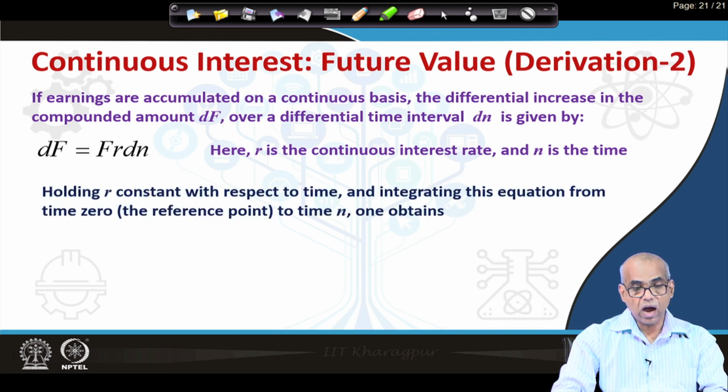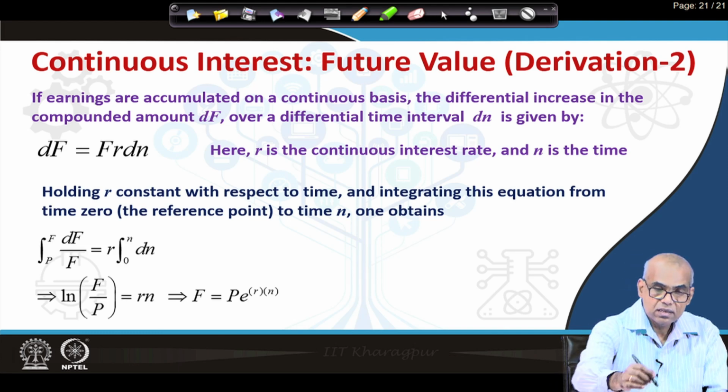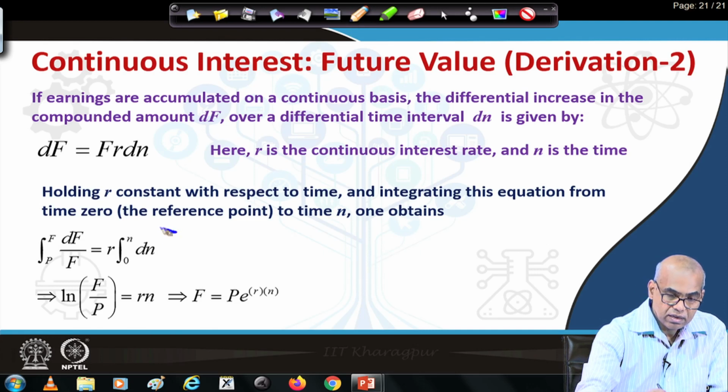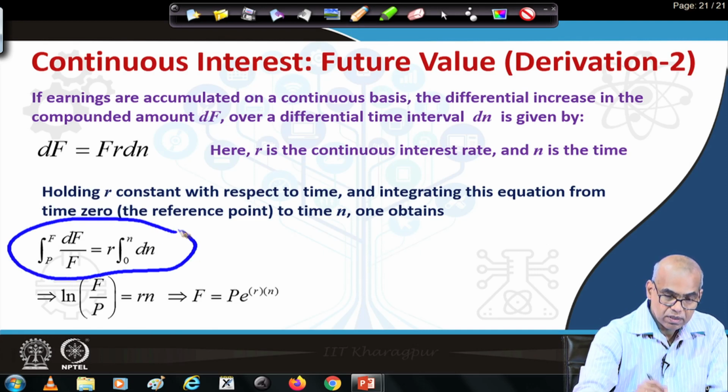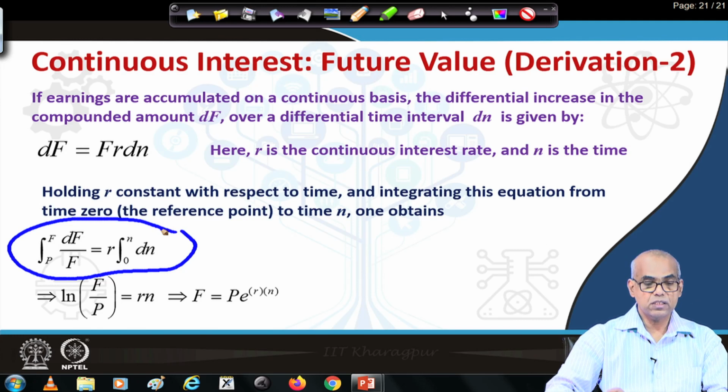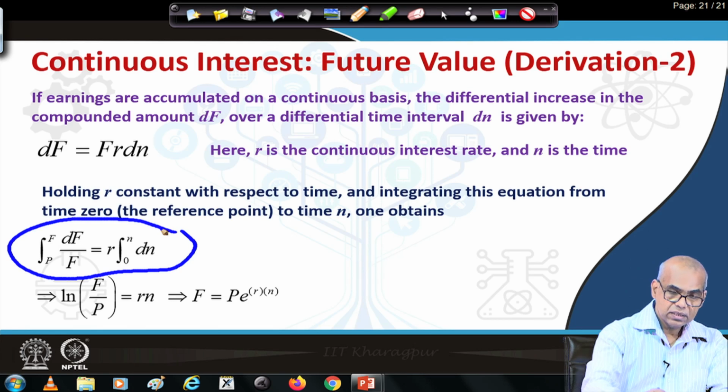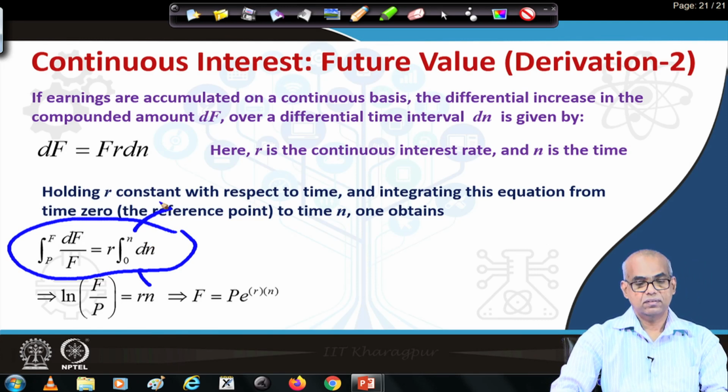If you hold r constant with respect to time and integrate this equation from time 0 to time n, what we will get is the integral of dF by F from P to F. P is the present value, F is the future value corresponding to time 0 presently to time n in future. So, the integral of dF by F will be r times the integral of dn.